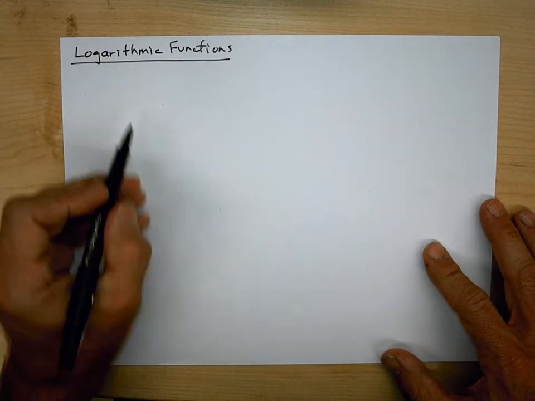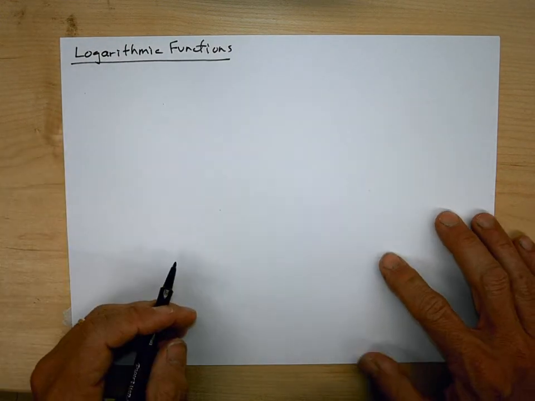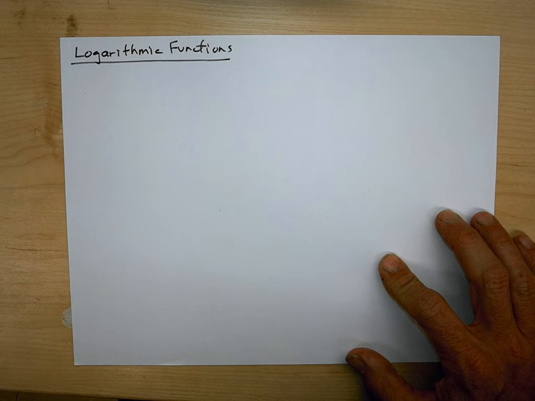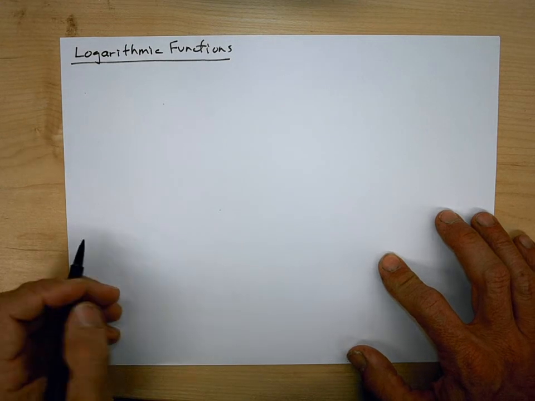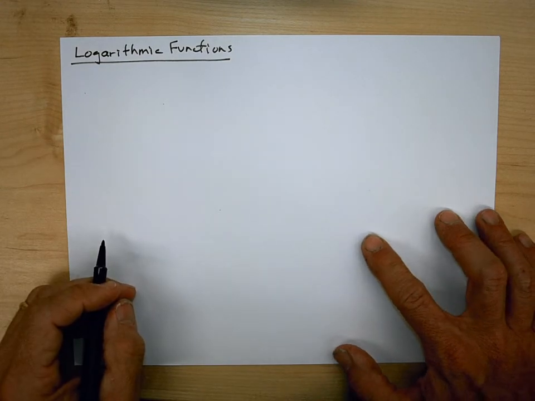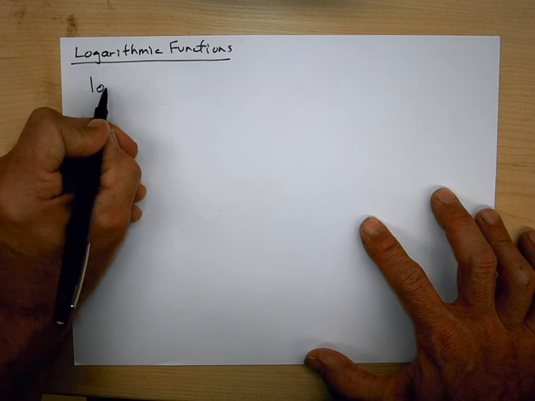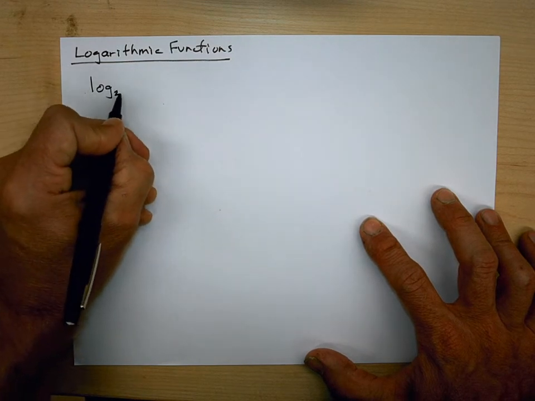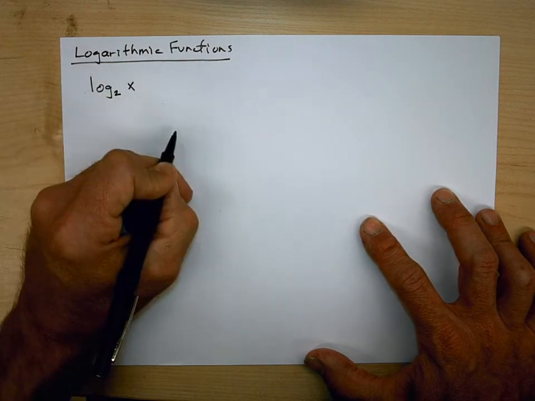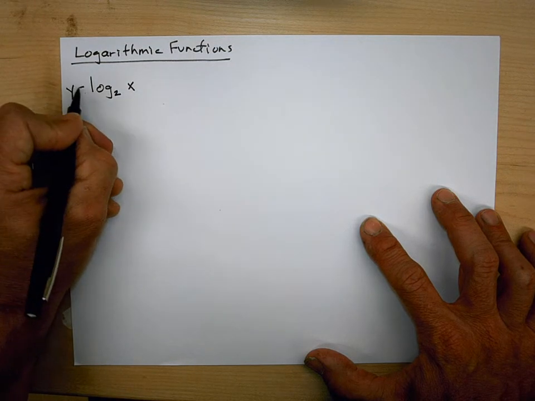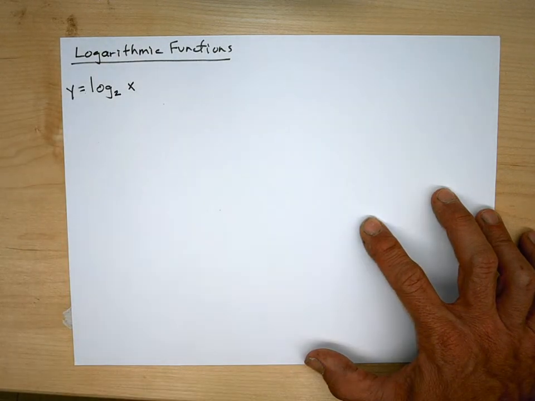So in this lecture I want to talk about logarithmic functions and relate them back to exponential functions. In fact, we'll see that logarithms are actually the inverse of exponential functions. So let's start with a specific example. We have log base 2 of x, and we're going to say that that's y. y equals log base 2 of x.